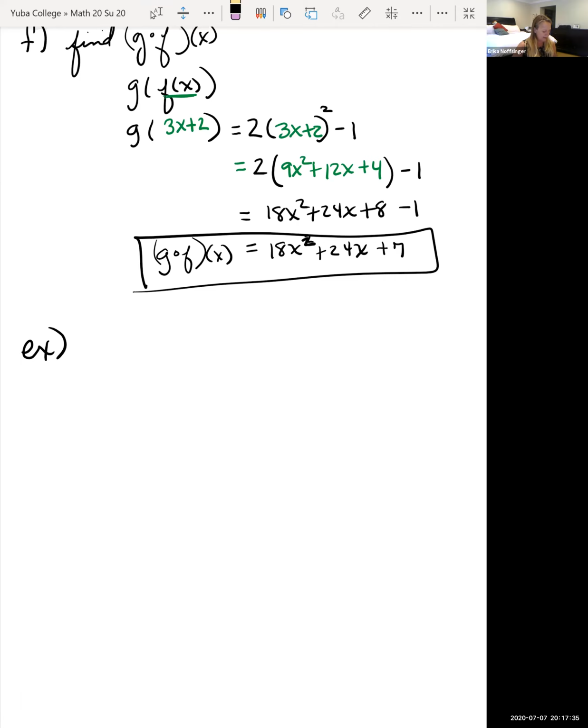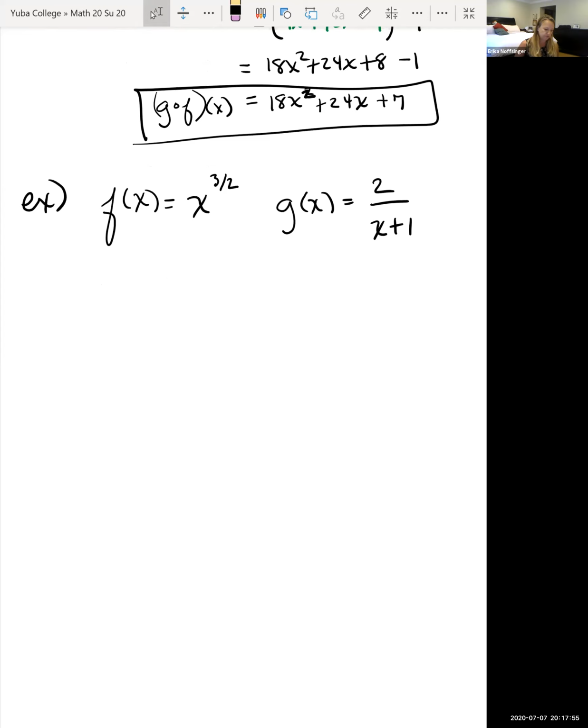Let's say instead f of x is equal to x raised to the 3/2 power, and g of x is equal to 2 all over x plus 1. Let's find the domain of f of g of x.